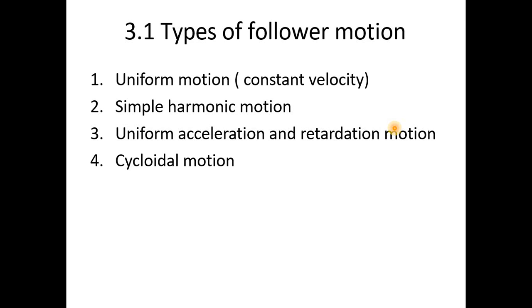What we call uniform velocity, or uniform motion, or constant velocity. Second is SHM, that is simple harmonic motion. Third is uniform acceleration and retardation motion, and fourth is cycloidal motion. We can see one by one what is meant by uniform velocity, which has another name, uniform motion. Second, simple harmonic motion. Third, uniform acceleration and retardation, and cycloidal.